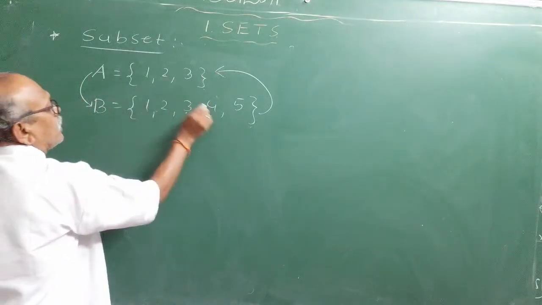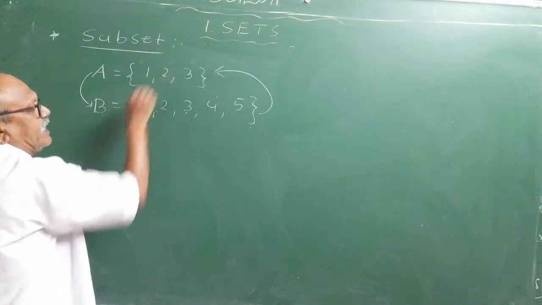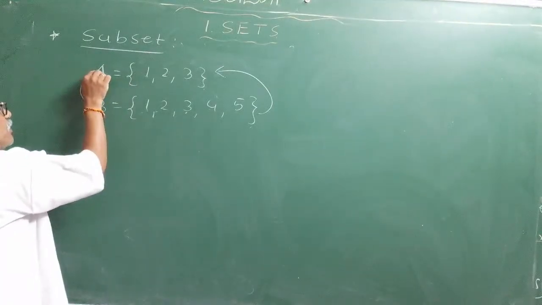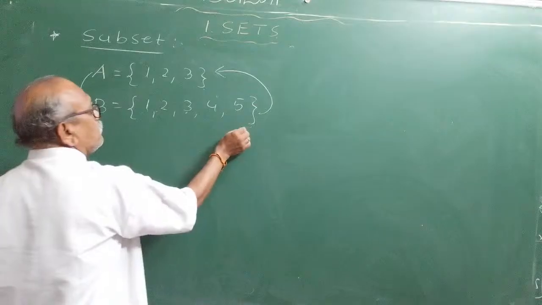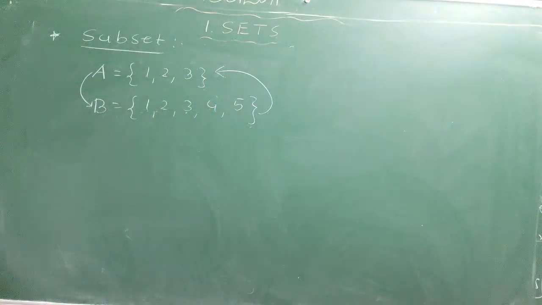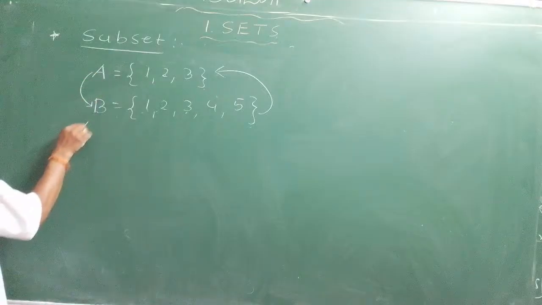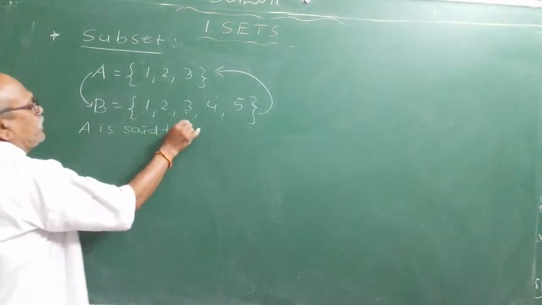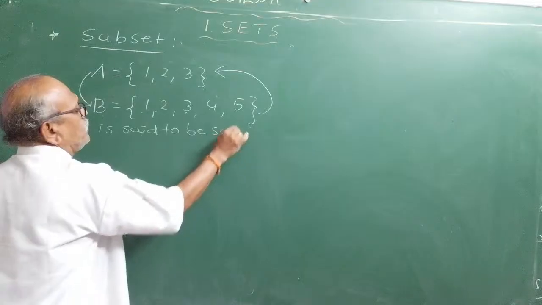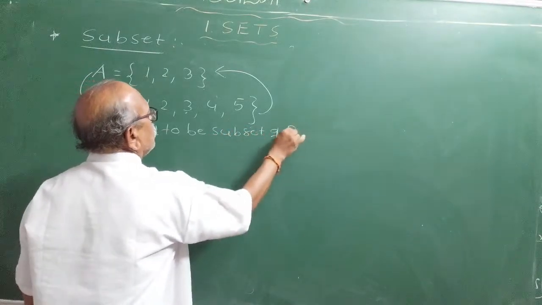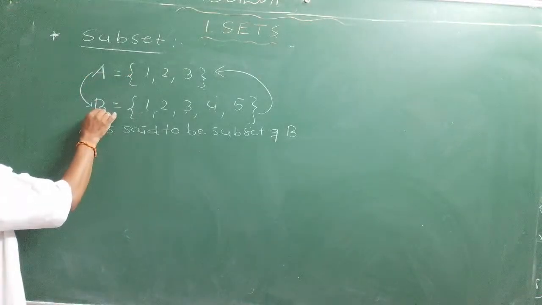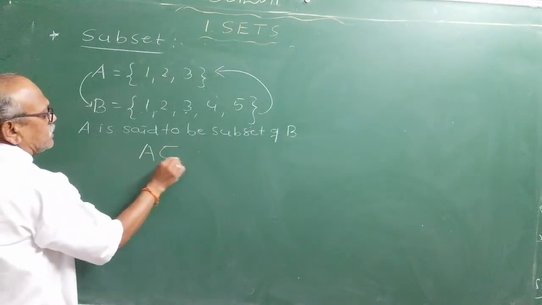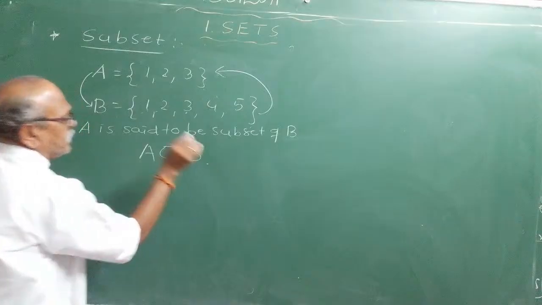Observe, 1, 2, 3 are there, but 4 and 5 are present in B but not in A. Now all elements of A are present in B, but all elements of B are not present in A. Then we say that A is said to be a subset of B. When all elements of A are present in B and all elements of B are not present in A, then we symbolically represent it like this: A is a subset of B.